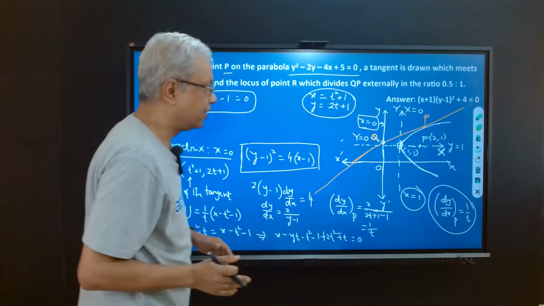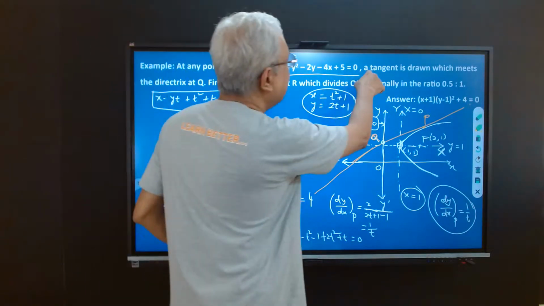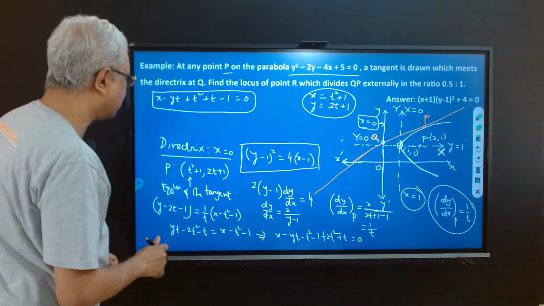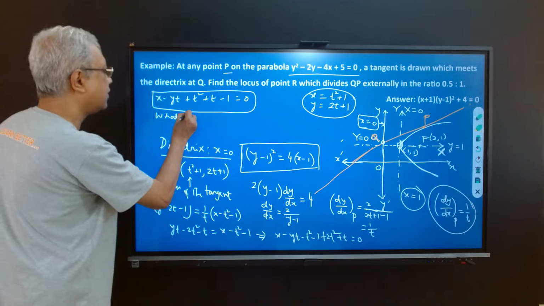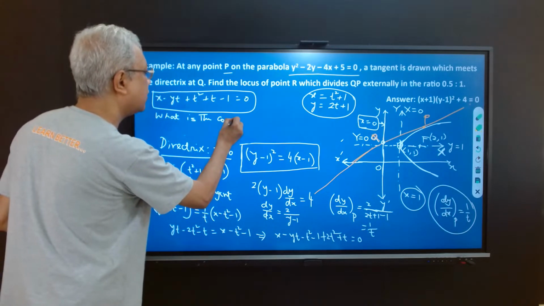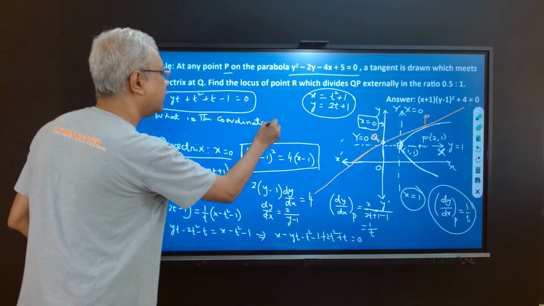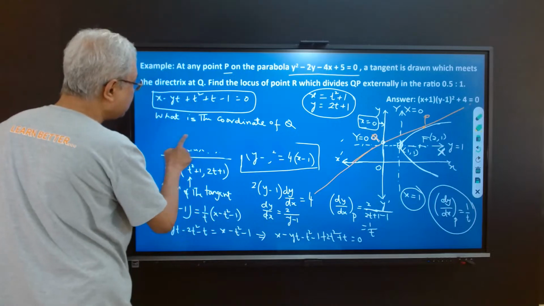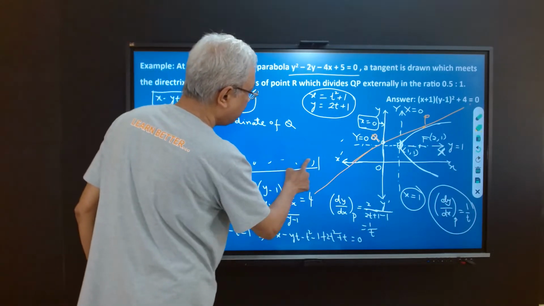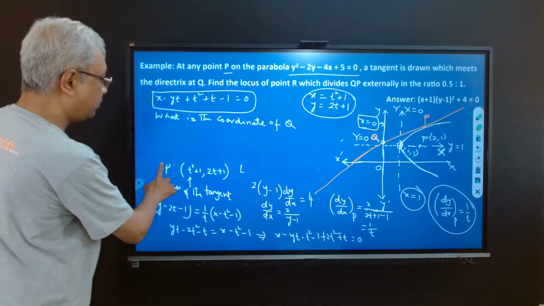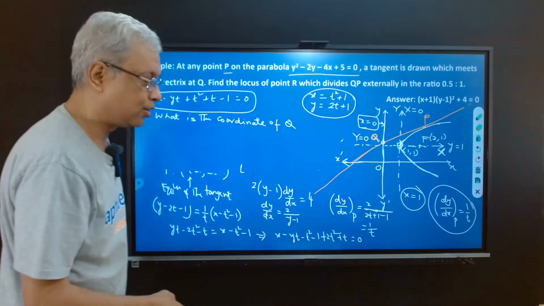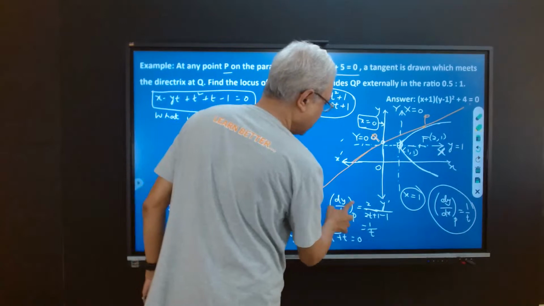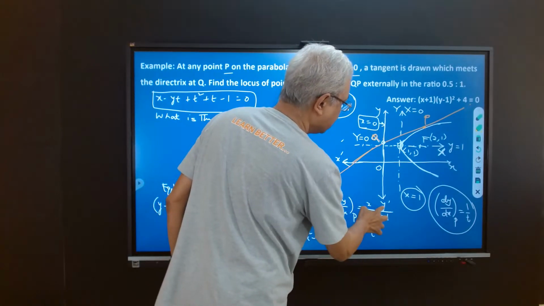This tangent, the yellow line. Now just look at the problem. What is being said? A tangent is drawn which meets the directrix at Q. Now what is the coordinate of Q? My next question is, how do I find the coordinate of Q? Q is a point which lies on the directrix, and the equation of the directrix is x equal to 0. So for that, I just substitute x equal to 0 in this equation.